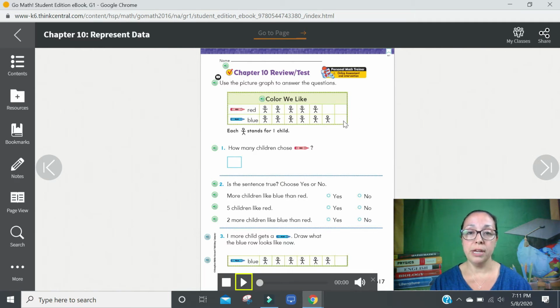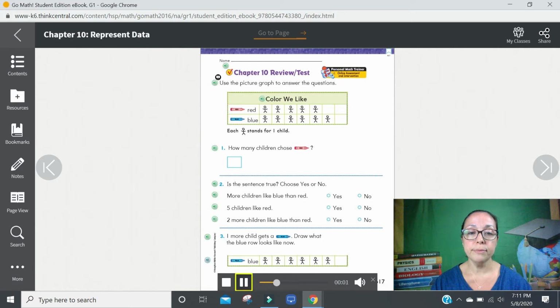So we're comparing. We're looking at the blue and the red. Are there 2 more blue than red? Yes or no. Make sure you color in the circle that goes. Si hay 2 más que rojo, pon sí. Si no, pon no. All right, number 3.